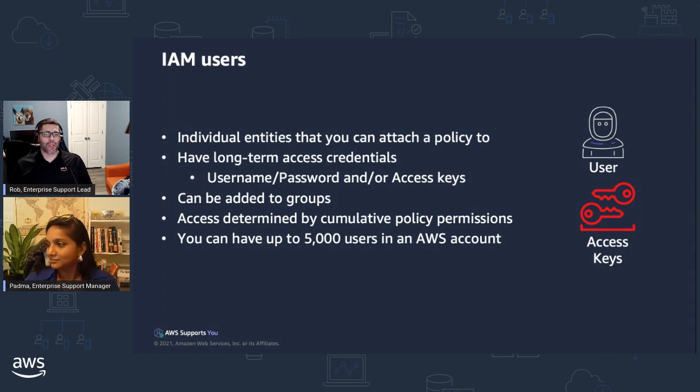With an IAM user, there are long-term credentials that go with it, and that might be a username and password, or those access keys and secret access keys. Those users can be given permissions by themselves with an inline policy or added to a group, and those get decided on cumulatively for those different policies that are assigned to either the user or the group. And you can have up to 5,000 individual users in your single AWS account. So these aren't individual AWS accounts, right? These are just users that live inside of an AWS account that you're allowed to give permissions to.